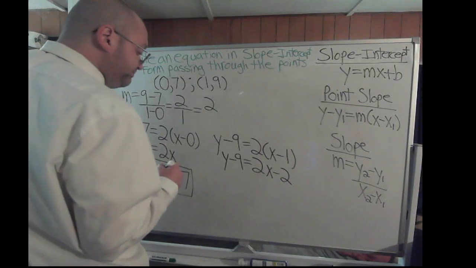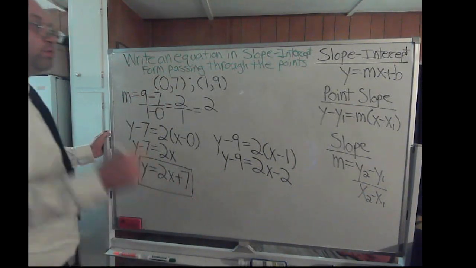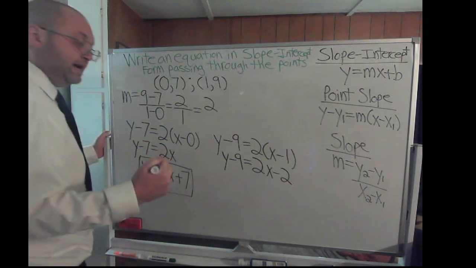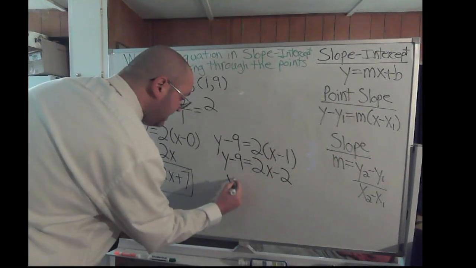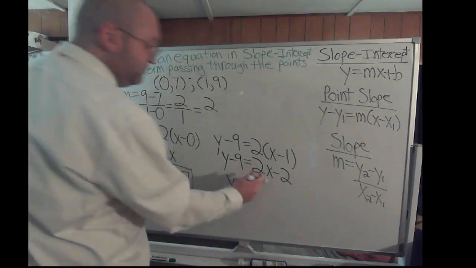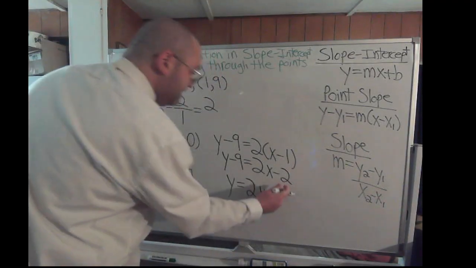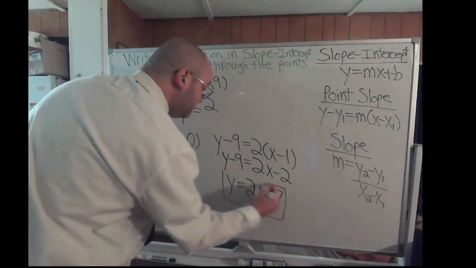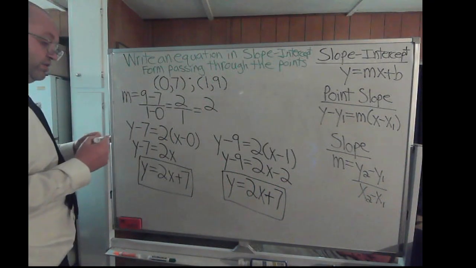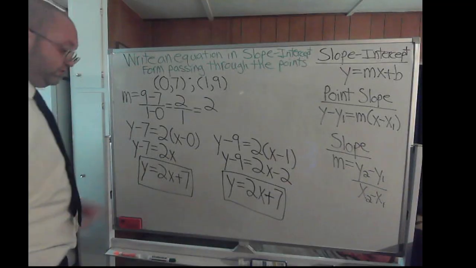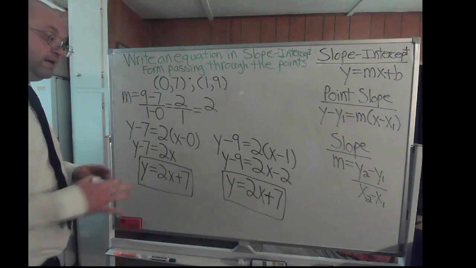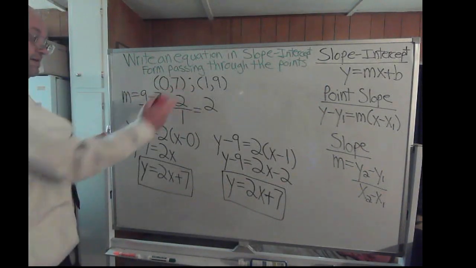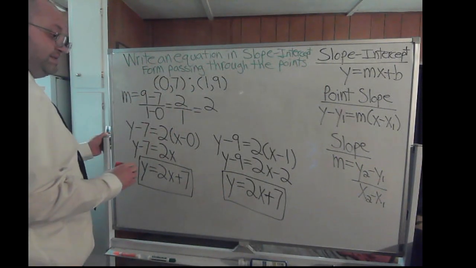Now we have y minus 9. In order to get this into slope-intercept form, we want to get y by itself. We have minus 9, so we need to add 9. If you add 9 to the left, you get y equals, then you have the 2x. Now negative 2 plus 9 turns into plus 7. So this proves that no matter which of these 2 points you use for your point-slope form, you should get the same result. Y equals 2x plus 7 is your equation in slope-intercept form for the line that passes through these 2 points.